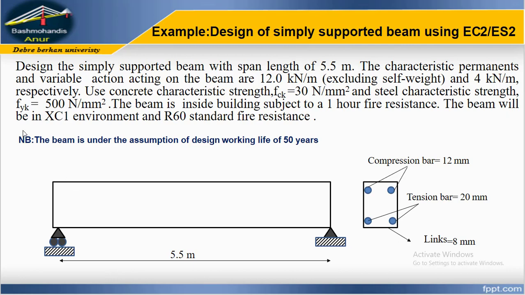Design the simply supported beam with a span length of 5.5 meters. The characteristic permanent and variable actions acting on the beam are 12 kN per meter, excluding self weight, and 4 kN per meter respectively. Use concrete characteristic strength fck equals 30 N/mm² and steel characteristic strength fyk equals 500 N/mm². The beam is inside a building subject to 1 hour fire resistance. The beam will be in an XC1 environment with R60 standard fire resistance.